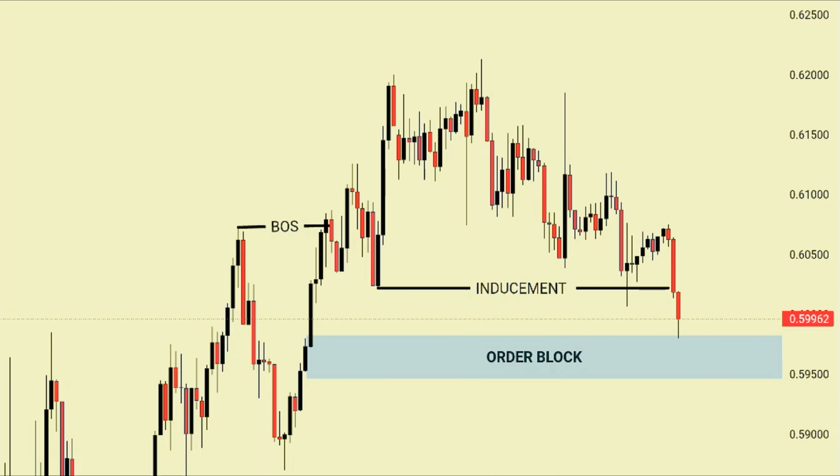This is exactly what happens on the chart. The market sweeps the inducement and immediately returns into the order block. Now look at the top side of the chart. You have clearly marked buy-side liquidity.